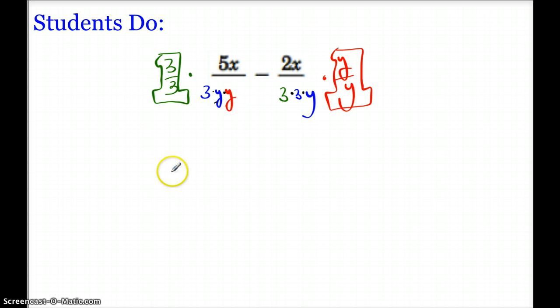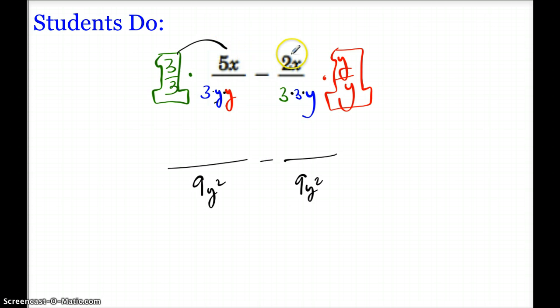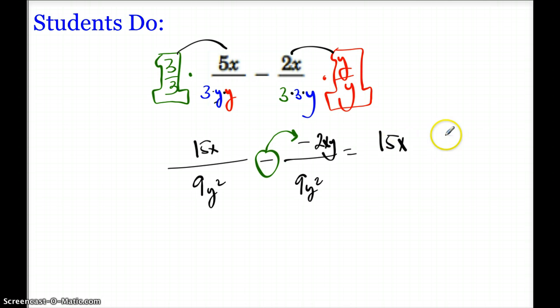Our denominators are now 3 times 3, 9y squared, and on this side, 9y squared. We have a minus in between. We'll distribute: 15x and negative 2xy. Combine my like terms across the top. There are none, so I have 15x, and this is what we learned right here. Negative only goes to the second term, positive 2xy. And my denominator is going to be 9y squared.